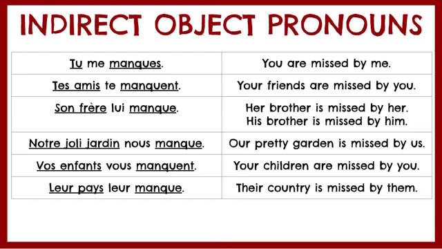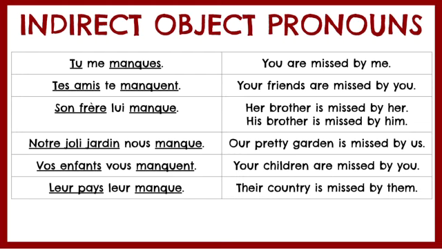So the next one, son frère lui manque. This one is interesting because if you look on the right, it can either mean her brother is missed by her or his brother is missed by him. Because remember, lui is both her and him as an indirect object pronoun. Okay, notre joli jardin nous manque. Notre joli jardin nous manque. Our pretty garden is missed by us.